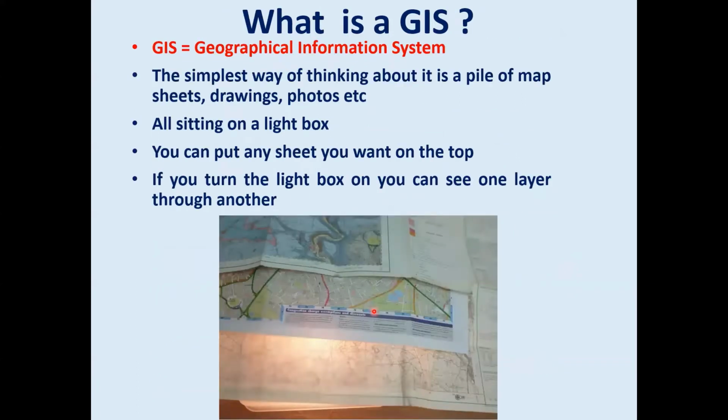So what is a GIS? As I said, it's a geographical information system, and I was trying to think of a way of describing it, and so I've sort of come up with this visual analogy. So think about it as a pile of map sheets or drawings or photos, all sitting on top of a light box, and you can easily move any sheet you want to look at to the top, and if you turn on the light box, you can see one layer through another.